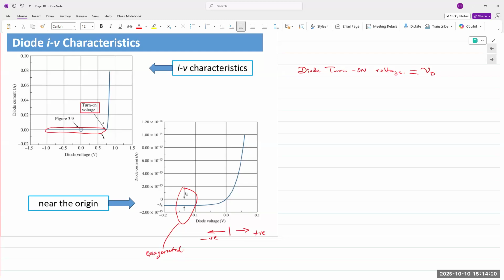It's also known as the knee voltage. So that's not used typically. But if you ever read or hear the words knee voltage with regards to a diode, that's what it's referring to.